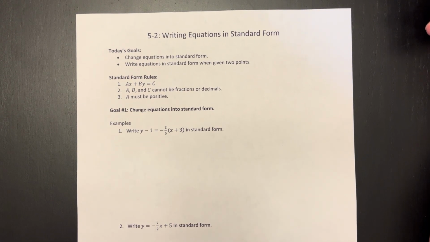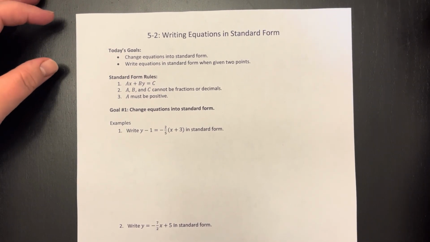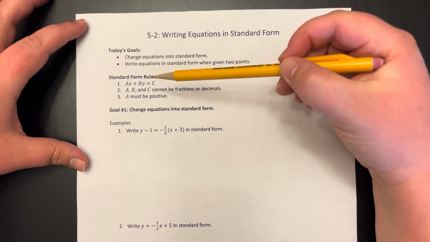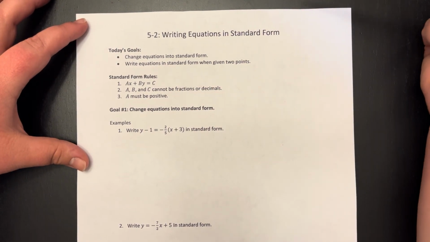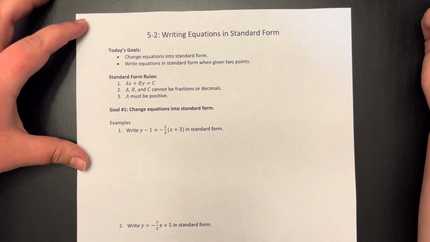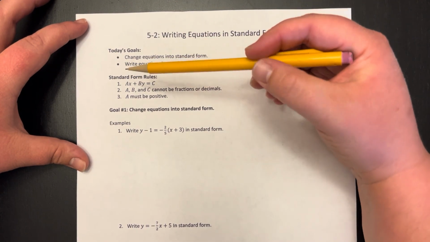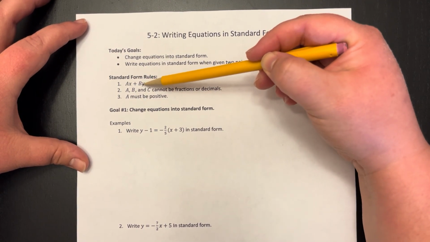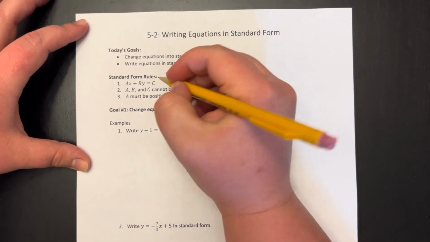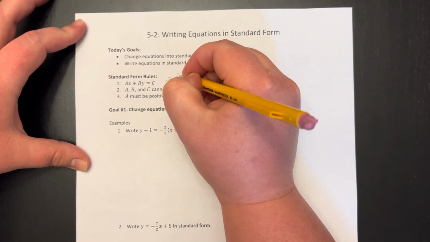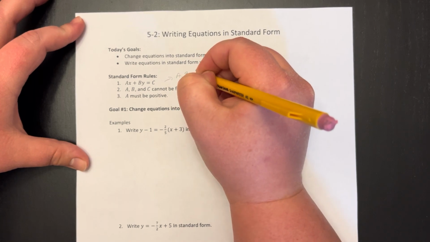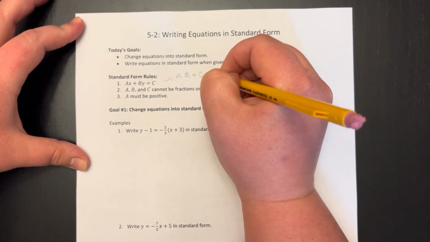Hey guys, in this video, we're going to be talking about writing equations in standard form. There are 3 rules that you have to make sure that you follow in order for an equation to be in standard form. First, you have to have it ax plus by equals c. And it's important to note that a, b, and c are numbers.